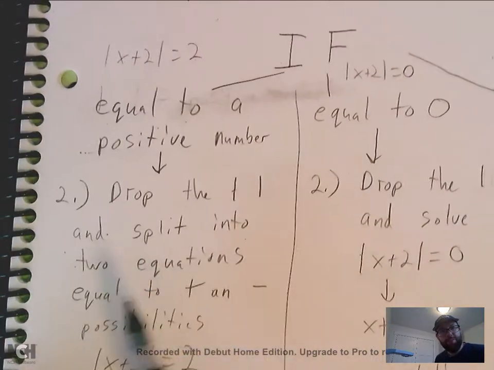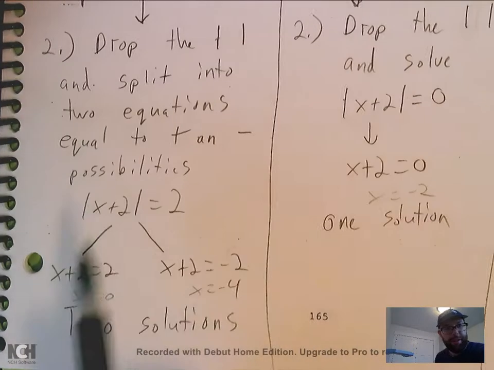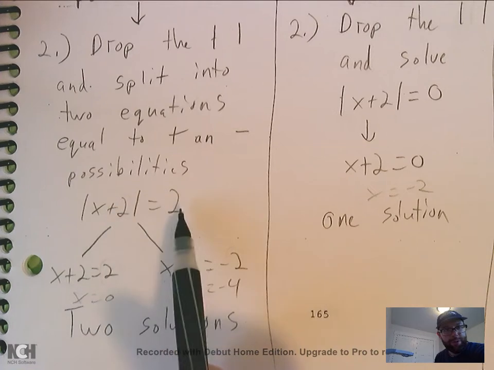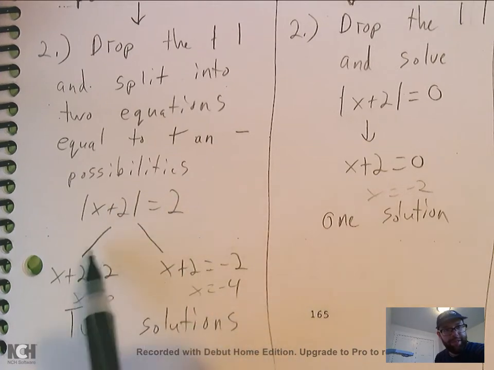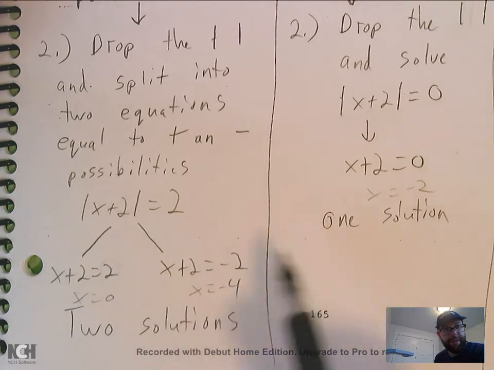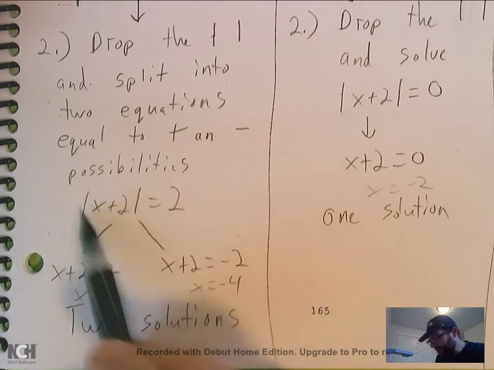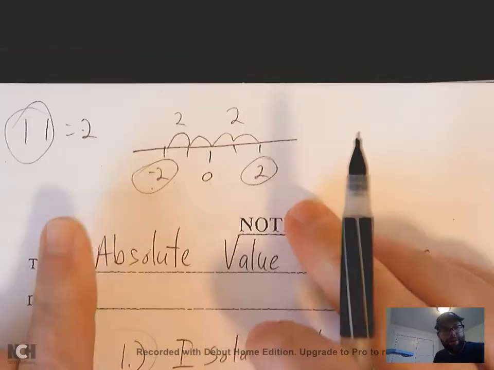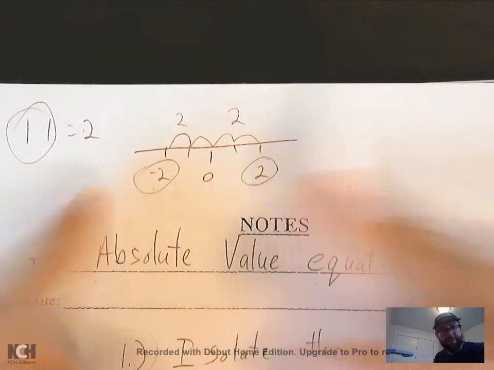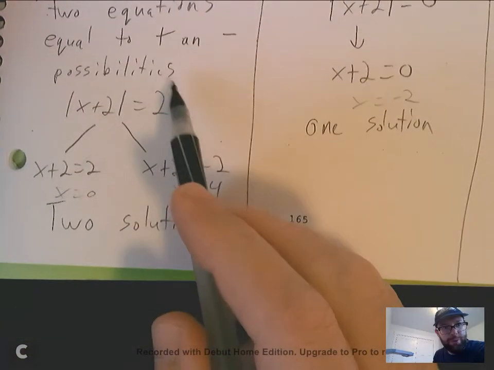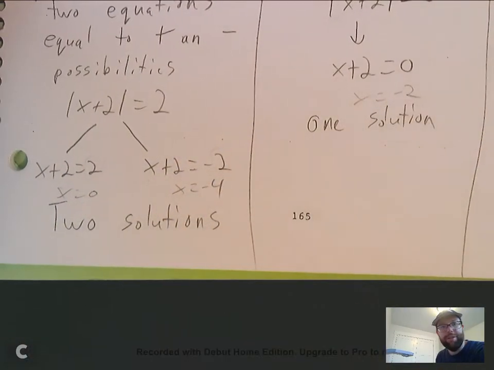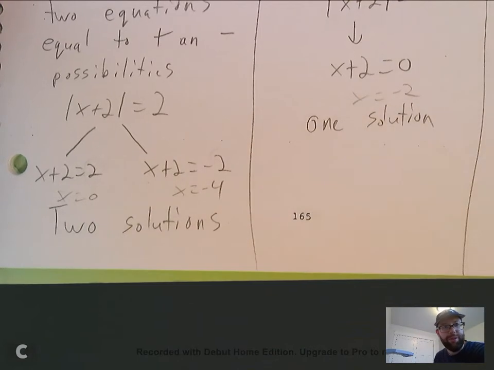Then you check. If it's equal to a positive number, you split it into two equations, the positive and the negative possibilities. So like this, x plus 2 equals 2, that's a positive 2, so it would split into x plus 2 equals positive 2 and x plus 2 equals negative 2. Because inside that absolute value, it could equal a positive or negative 2. Because again, those have the same distance from 0. So if the absolute value is 2, then x could either be part of either of these equations. So you have to solve for both, and you get two solutions.